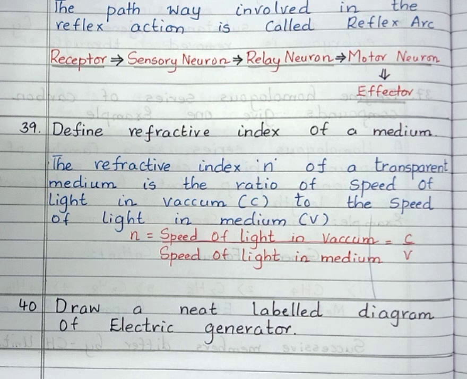Next question. Draw a neat labelled diagram of electric generator, which is a very important question from the unit, the magnetic effects of electric current.